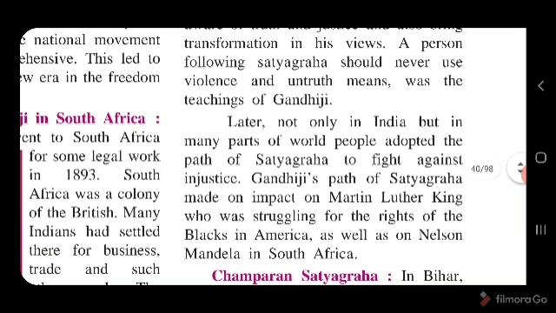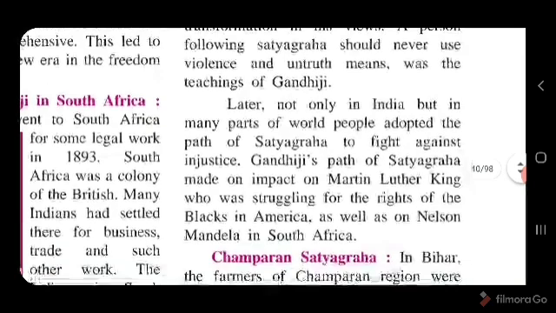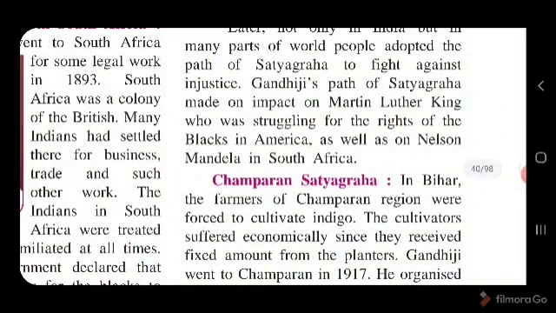It is a very good and important thing, something to be proud of. Whatever Mahatma Gandhiji has taught us, that is Satyagraha, truth and non-violence. These principles were adopted by many people of the world to fight against injustice. Gandhiji's path of Satyagraha made an impact on Martin Luther King, who was struggling for the rights of black people in America, as well as on Nelson Mandela in South Africa.